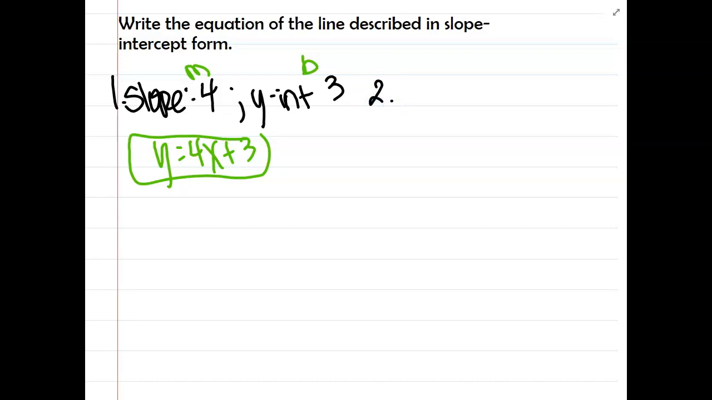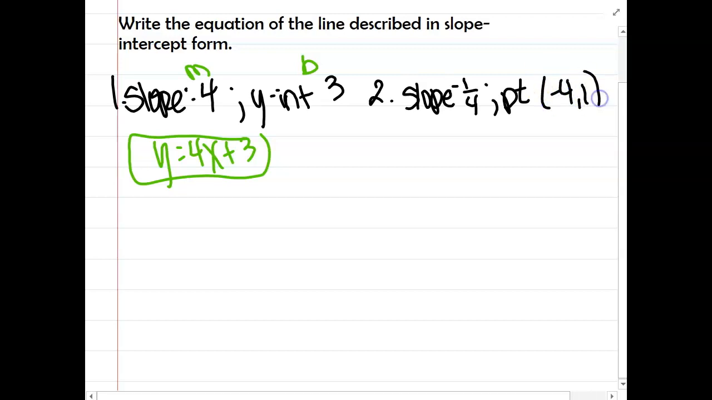Unfortunately, most of them are not that easy. Okay? So let's say we have one that we want to write the equation of a line that has a slope of negative 1/4 and passes through, I'm going to abbreviate there and just say PT, passes through the point negative 4, 1.